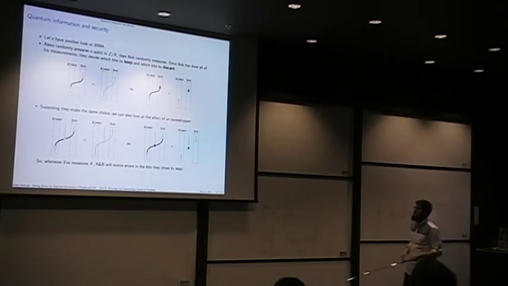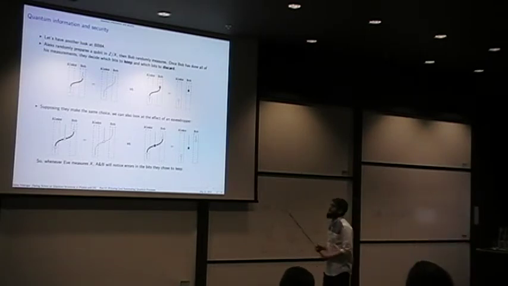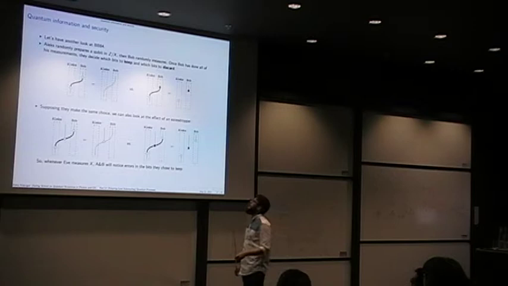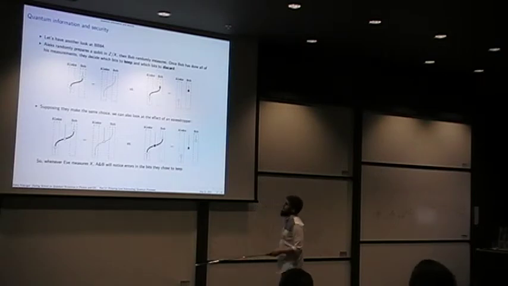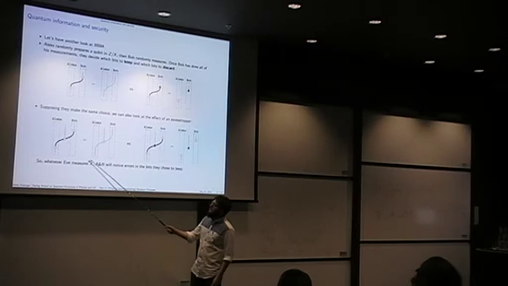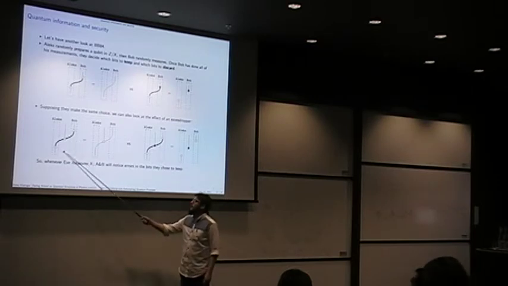Now, if we look at the cases where we both make the same choice, you can argue that with some probability you'll always see the effect of an eavesdropper. The clearest case to see is where the eavesdropper is using the same kinds of measurements as Alice and Bob are. So the eavesdropper can't know what I'm preparing.